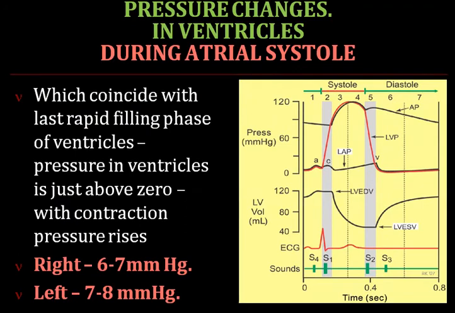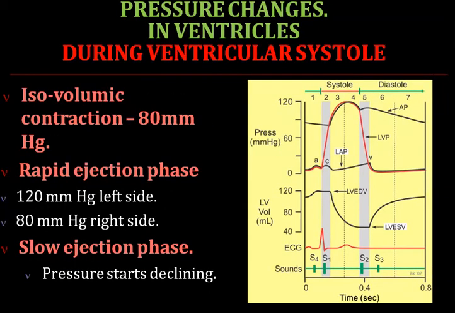During atrial systole, which coincides with the last rapid filling phase of the ventricles, pressure in the ventricle is just above zero. With contraction, pressure rises, in the right 6 to 7 mm Hg and in the left 7 to 8 mm Hg. During ventricular systole, isovolumic contraction reaches 80 mm Hg. In the rapid ejection phase, it is 120 mm Hg on the left side and 80 mm Hg on the right side. In the slow ejection phase, pressure starts to decline.